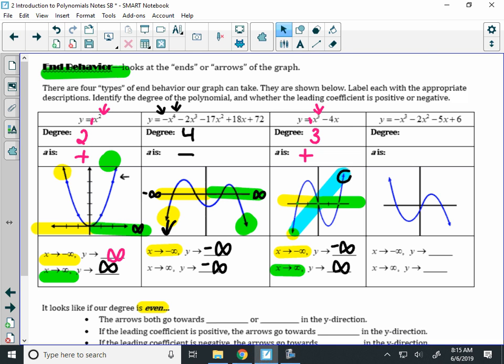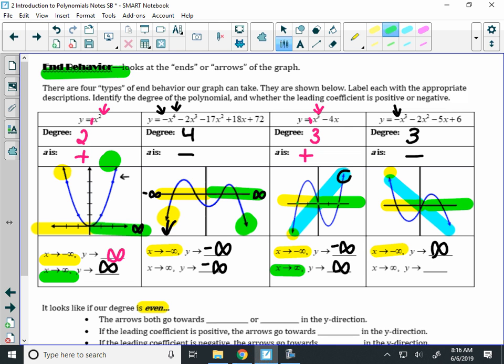At the next one, the degree of this graph is 3 again, it's cubic. The first term is negative, and if I connected the ends of the graph, if I connect the arrows, I would see that the trend is going down. It is negative. So when I do my end behavior, as x goes to negative infinity to the left, it looks like that arrow is going up to infinity. And then as x is going to the right towards positive infinity, the arrow is going down to negative infinity.